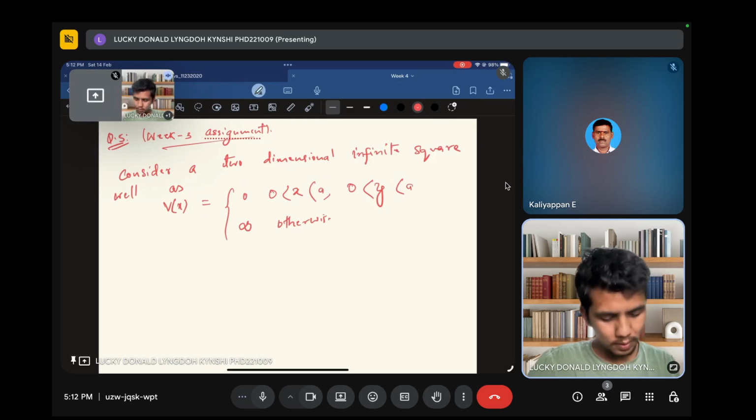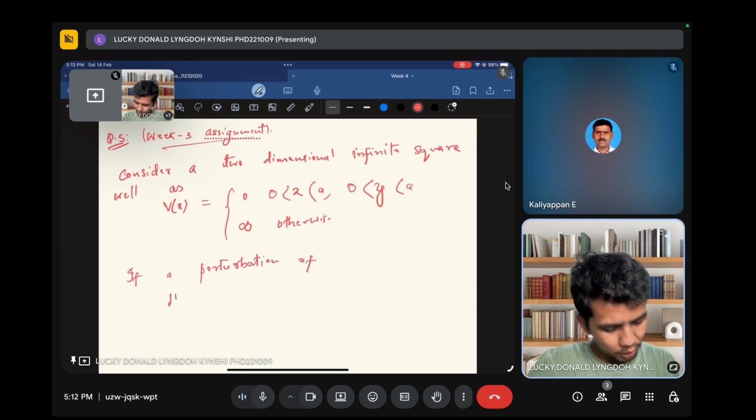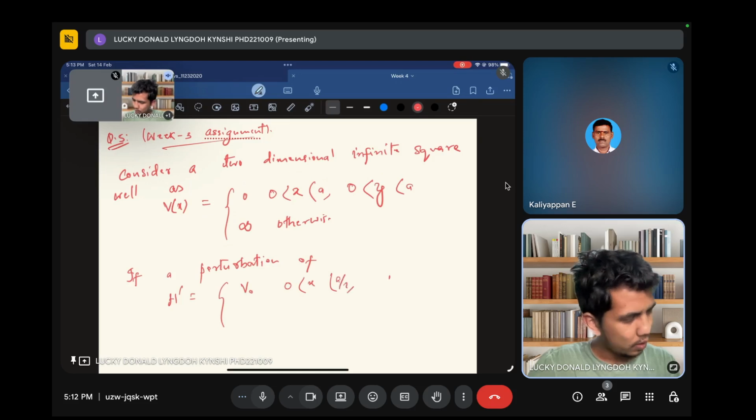But now, if there is a perturbation, now you introduce another perturbation, H prime equal to V naught for x between 0 and a, and y greater than 0 and less than a, and always 0 otherwise.